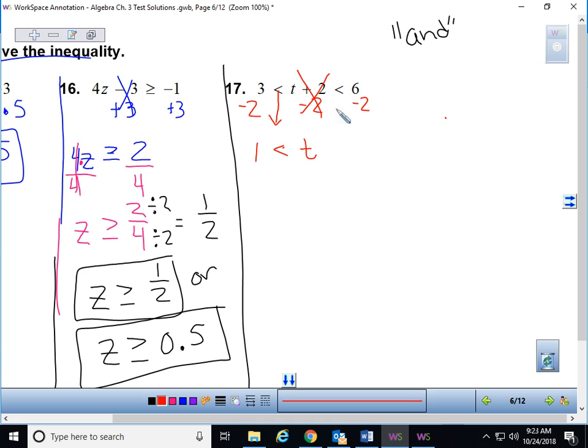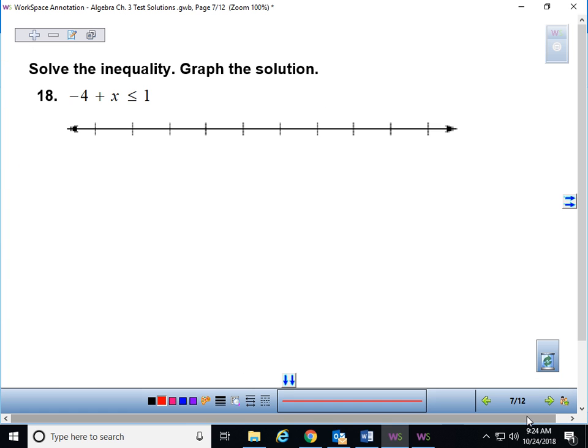T is alone. Inequality symbol doesn't change. Less than. 6 minus 2. That's 4. This is your inequality statement. No multiplying or dividing of negative numbers. That's why the inequality symbols stayed the same. Again, if you're still struggling with this, please come see me in 7th period for help.